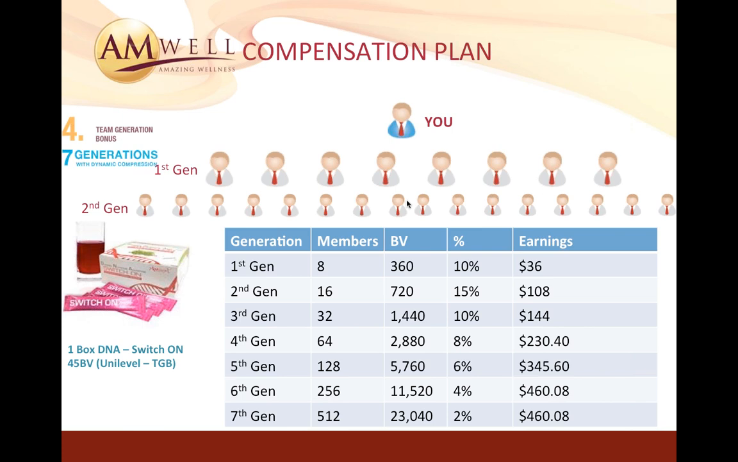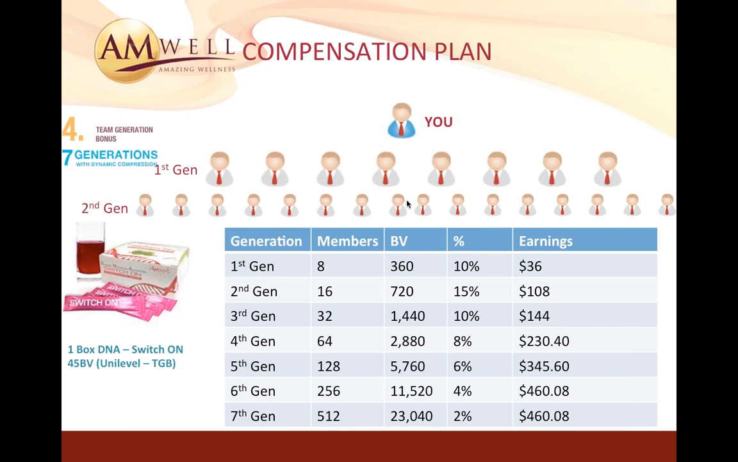That's $230.40. Your fifth generation would have 128 people, if following the same example as the second and third and fourth generation. That's 5,760 BV at 6% commission, so that gives you $345.60. If the sixth generation continues the same thing, everybody gets 2. Your sixth generation would have 256 people. The business volume on that would be 11,520, and the payout on that generation is 4%. So that would give you $460.